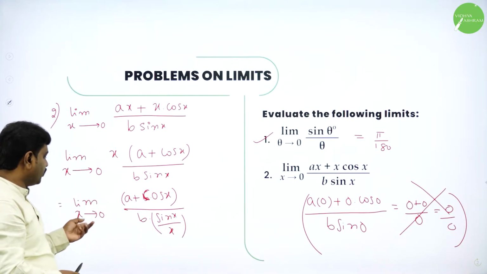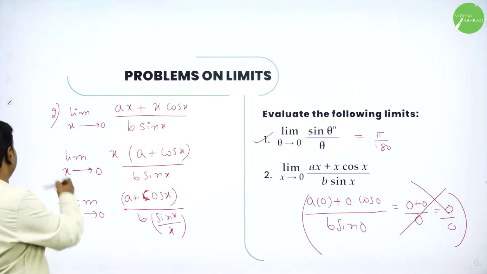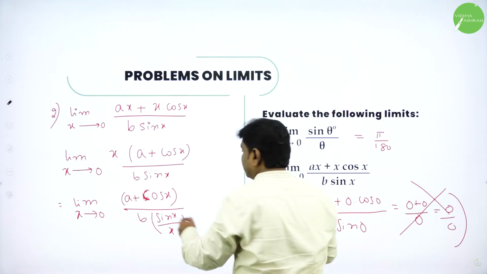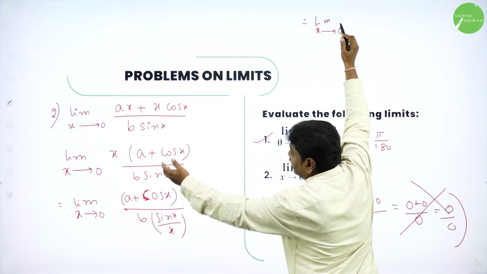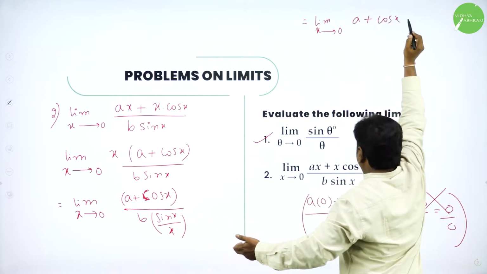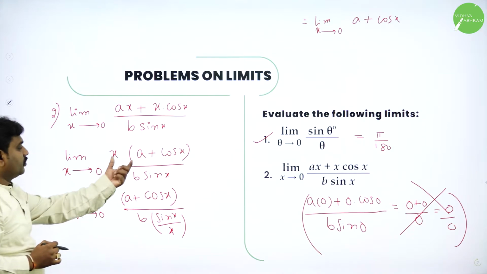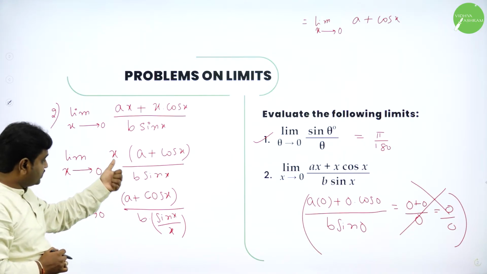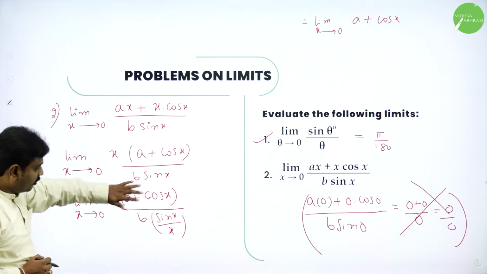Now you know that if you have limit of numerator by denominator, you can apply limit separately for numerator, and you can apply limit separately for denominator. So now I will apply limit separately for numerator. Limit x is tending to 0, numerator: a plus cos x, divided by, I will apply limit separately for denominator. Observe all of you, a plus cos x I wrote as it is. X is here, I will write it as denominator of denominator, b sin x by x. Now we have numerator by denominator.